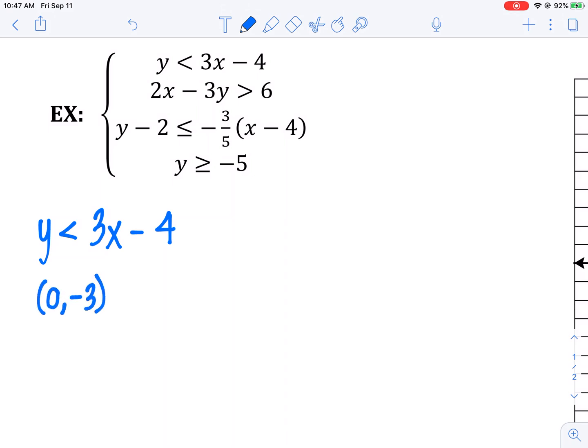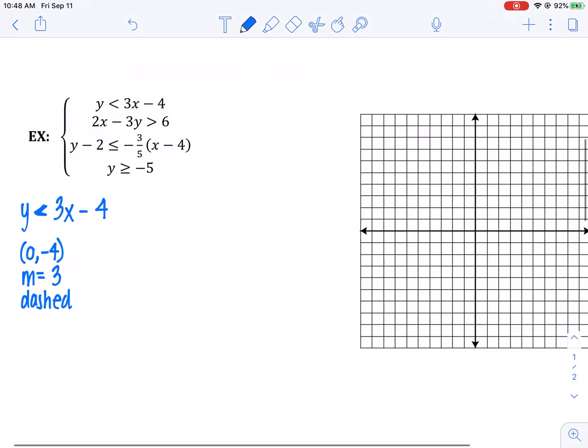I'm going to write some information. I'm going to start at the correct y-intercept. I have a slope of positive 3. Based on my symbol, it's going to be a dashed line because I'm not going to include that line. I'm going to graph that. 1, 2, 3, 4. I'm going to go up 3 over 1.